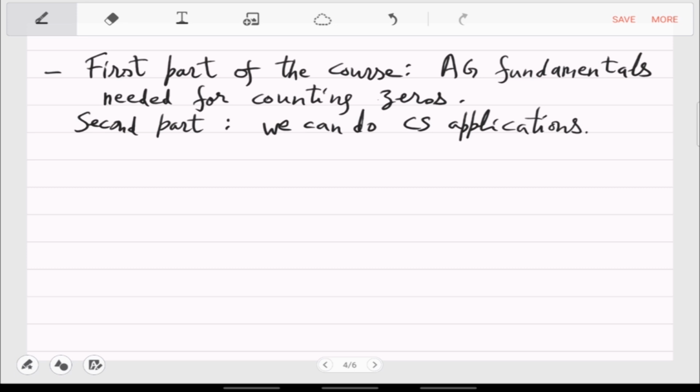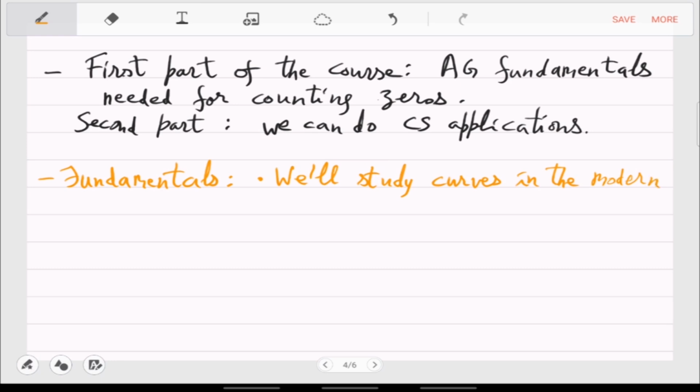So maybe I can sketch, just give an overview of what we will do in the fundamentals and in the applications. In the fundamentals we hope to cover curves, in the modern language of algebraic geometry. Now, for example, Madhavan here will not agree that it is modern, but I guarantee that it will be modern for the others, although it is 100 years old.